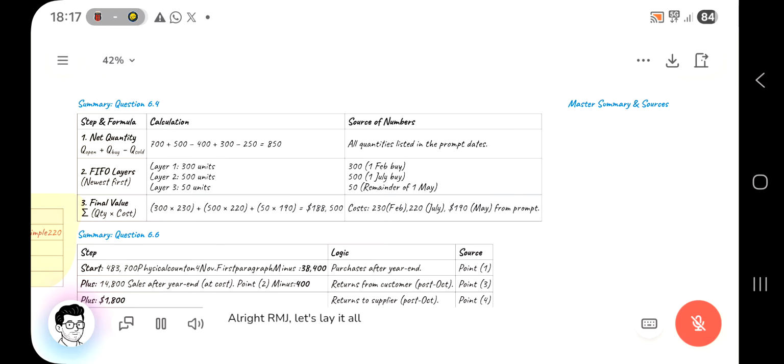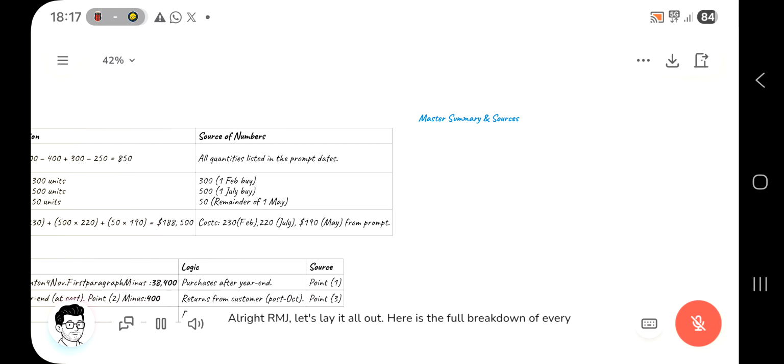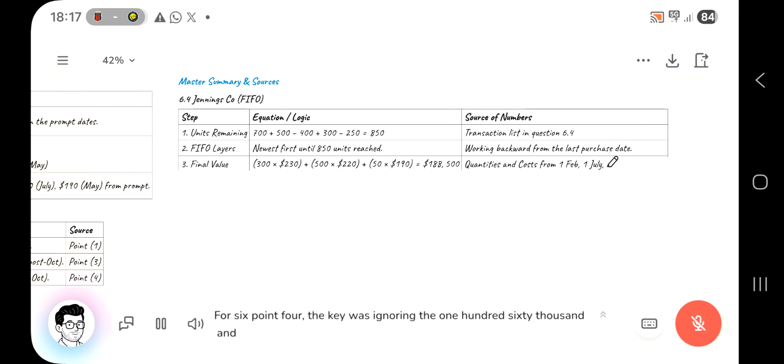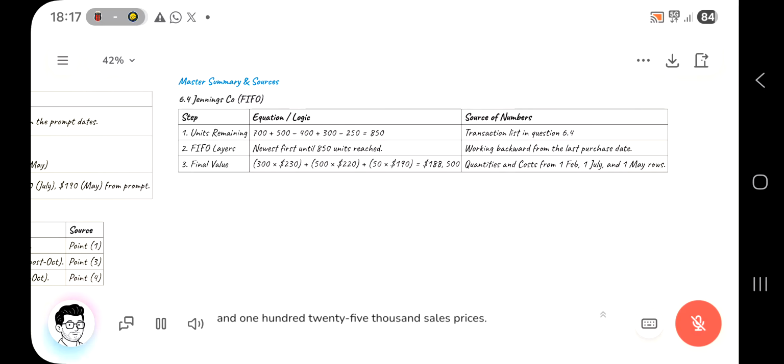All right, RMJ, let's lay it all out. Here is the full breakdown of every number and where it lived in your materials. For 6.4, the key was ignoring the 160,000 and 125,000 sales prices. We only used the cost per unit from the purchases. For every number was points 1 through 4 in the list. The most important thing here was using cost and reversing the flow to get back to October 31st.